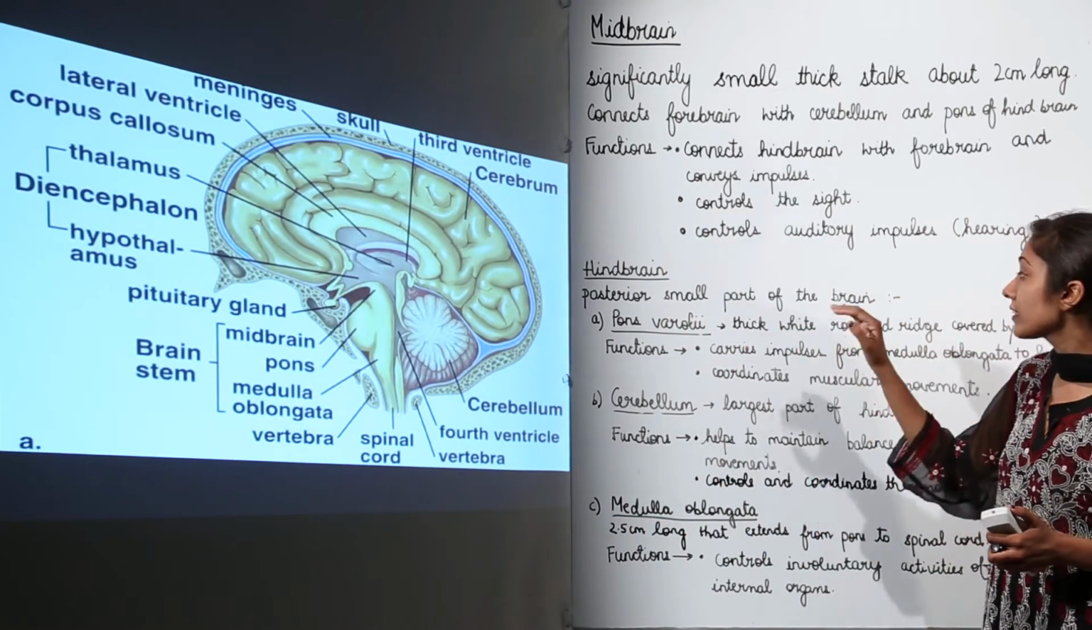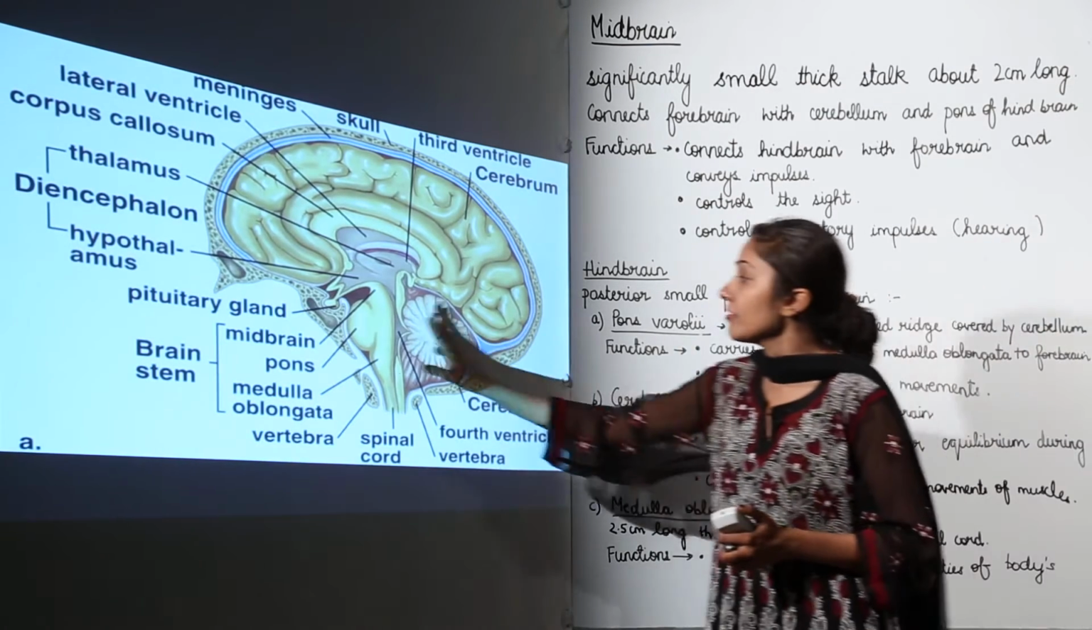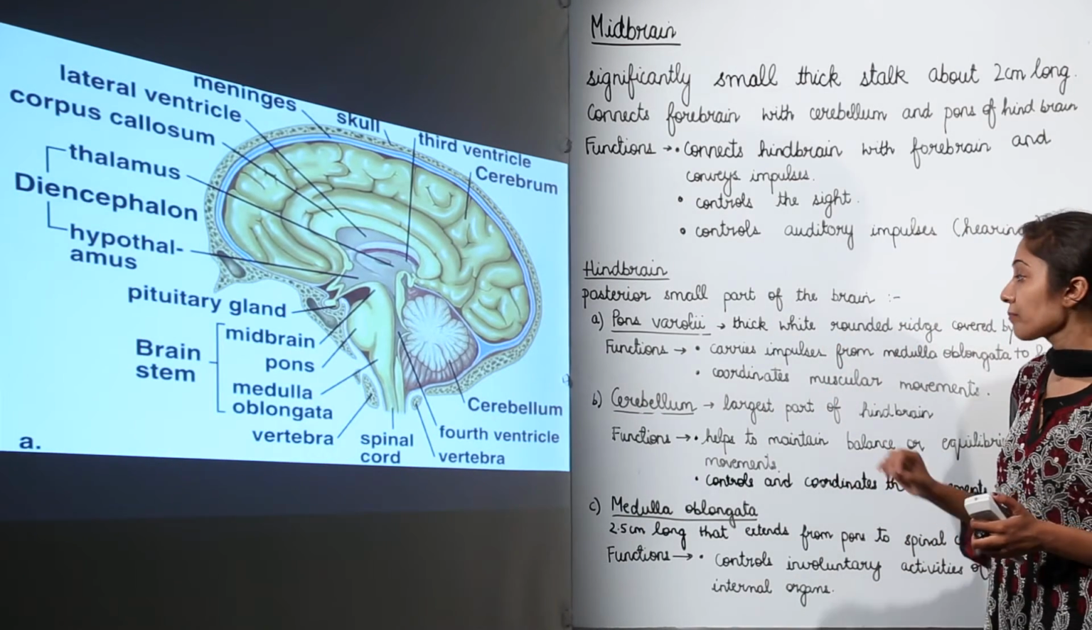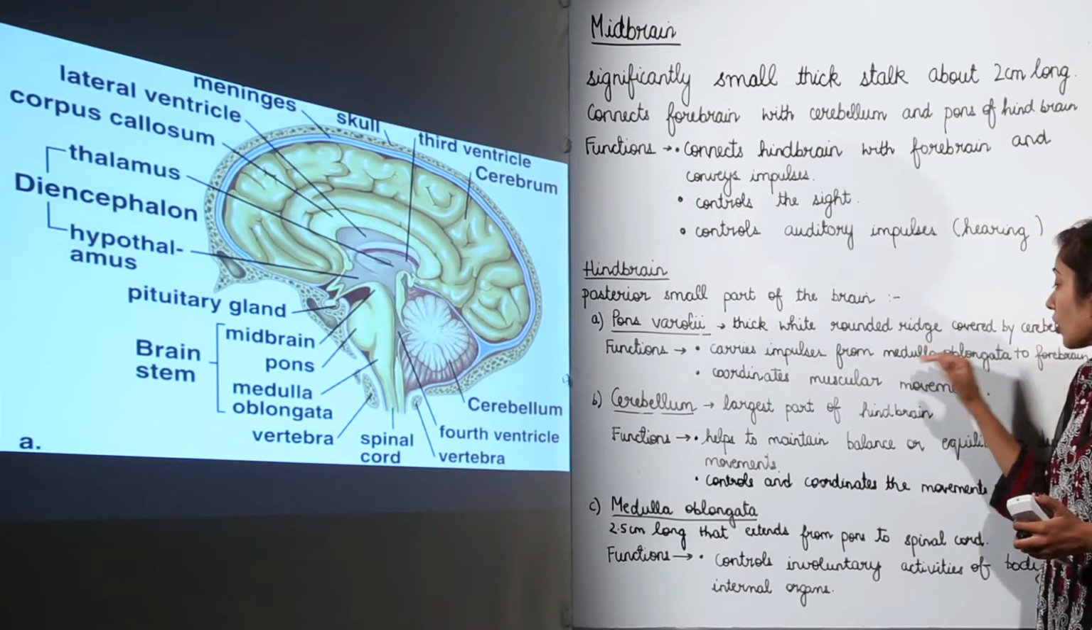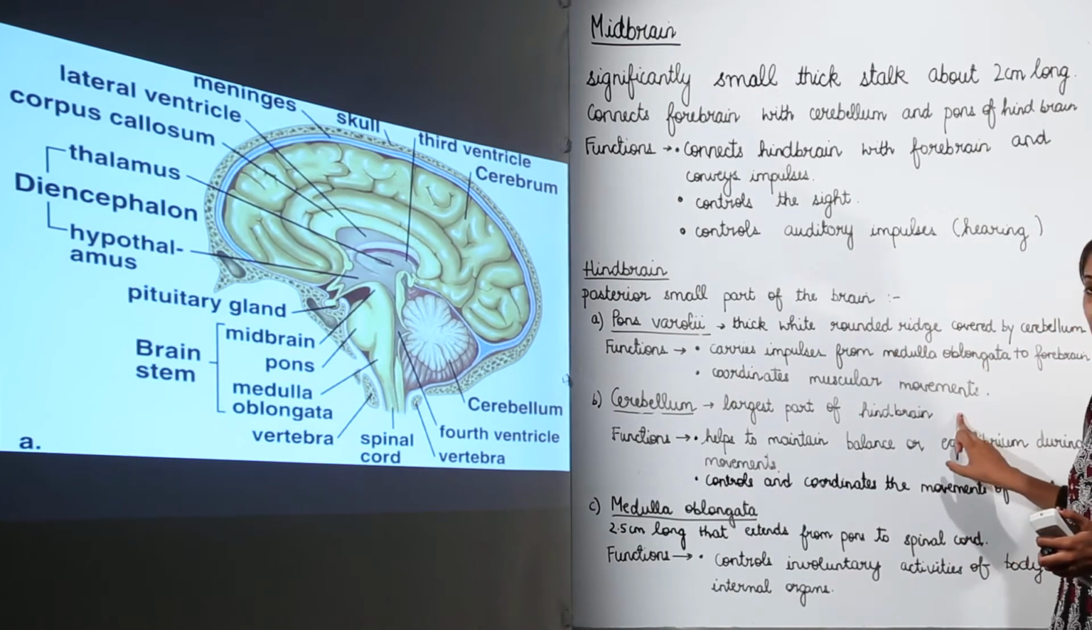Now pons is a thick white rounded ridge covered by cerebellum. What are the functions of pons? It carries impulses from medulla oblongata to forebrain and coordinates muscular movements.